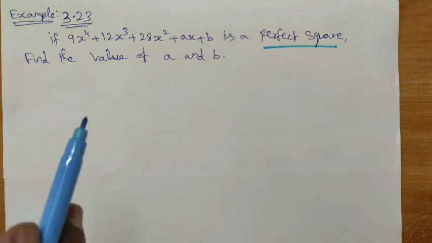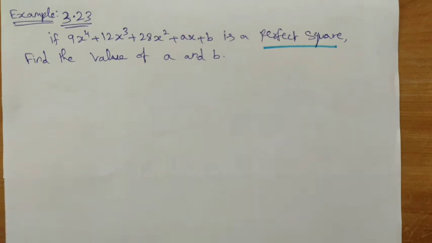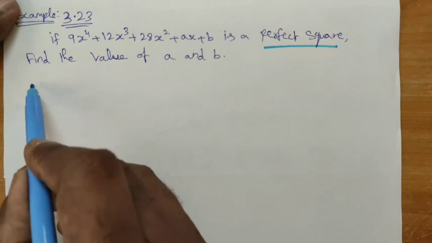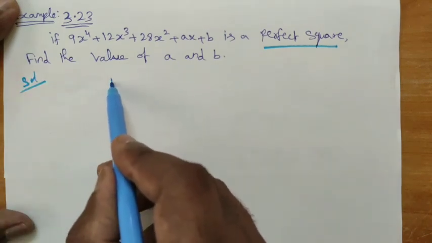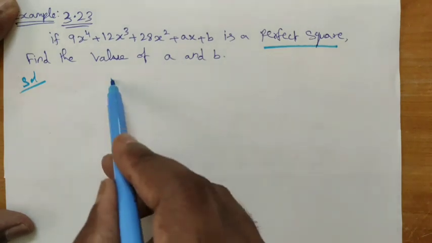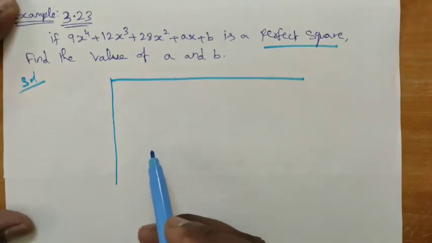When we divide the perfect square, we get the remainder equal to 0. That is the meaning of perfect square. So we go through the sum solution. Here also I am going to take only the coefficients, I am not taking the variables.